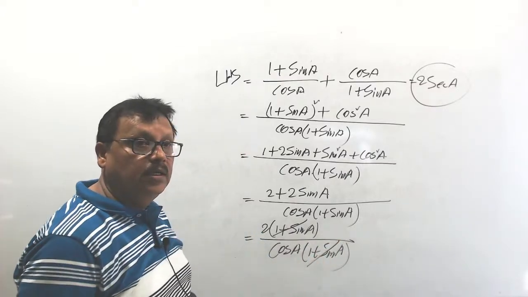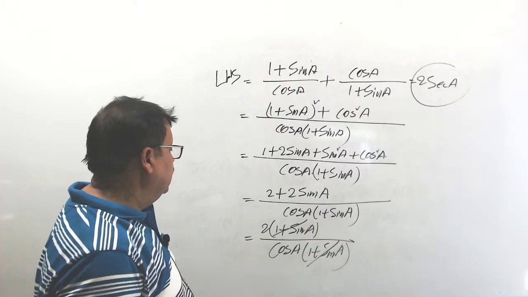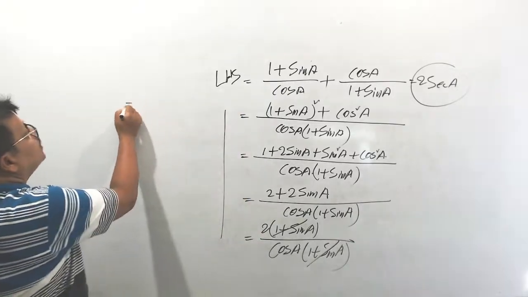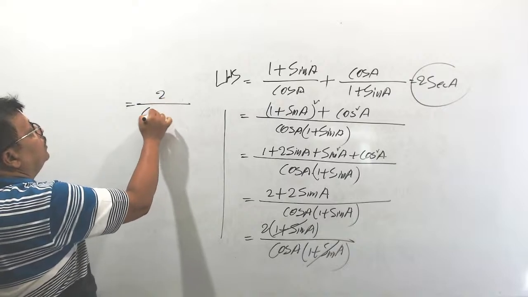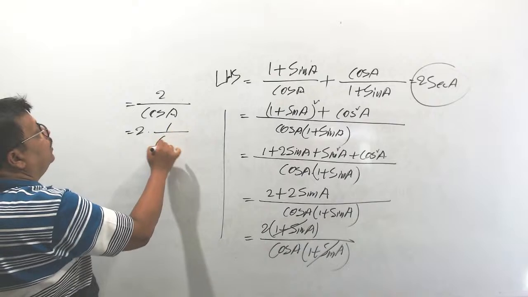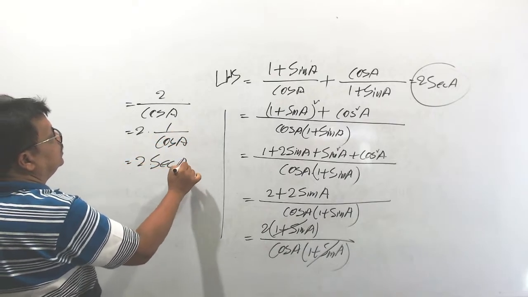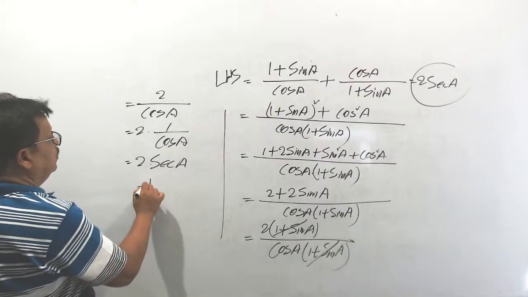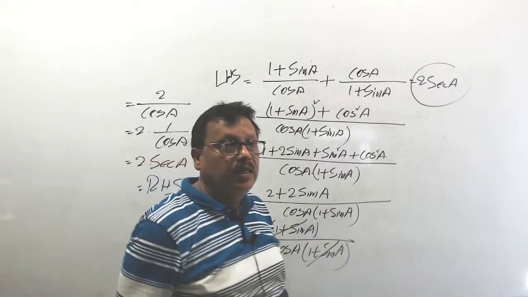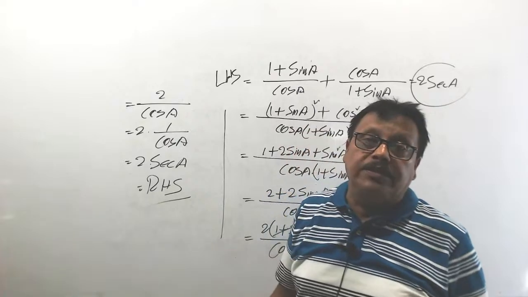See, 1 plus sin A, 1 plus sin A cancel. Now, 2 by cos A. 2 by cos A means what? This is equal to 2 by cos A. That means 2 into 1 by cos A. That means 2 into sec A. 2 into sec A is equal to right hand side. Understood?